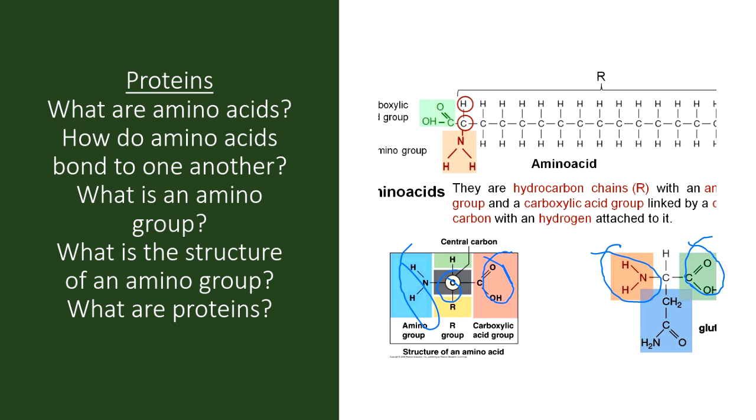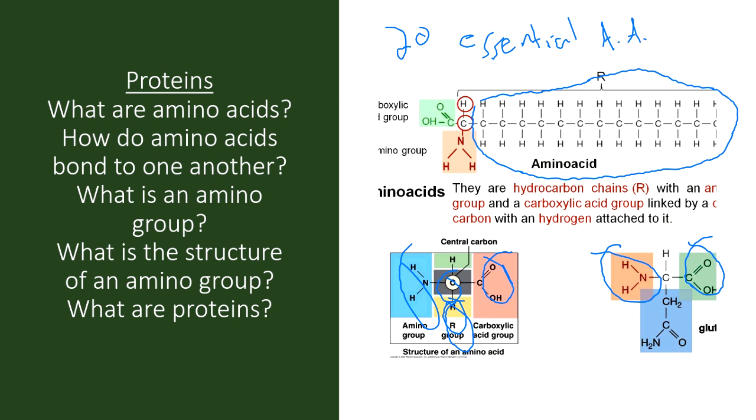The only difference between the amino acids are the side chains right here, the R side chains, which is just an abbreviation. So we have 20 essential amino acids. The only difference between these 20 amino acids is the side chain right here. Besides that, they all have the central carbon atom, the amino group, and the carboxylic acid group. Each different amino acid has its own special side chain, consisting of carbons or hydrogens, sulfur sometimes. It could be carbon, hydrogen, oxygen, just different combinations.